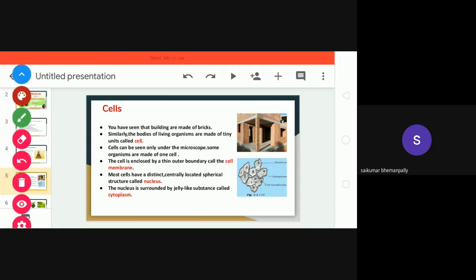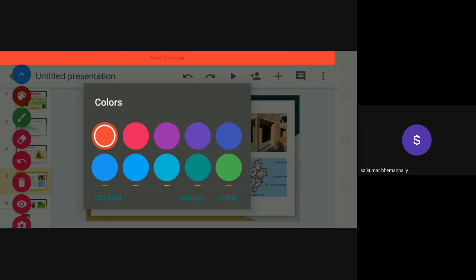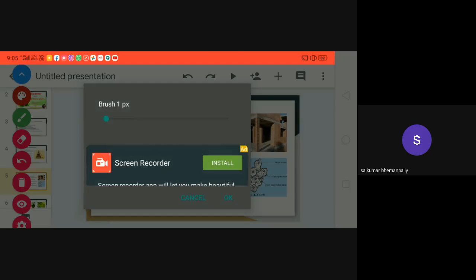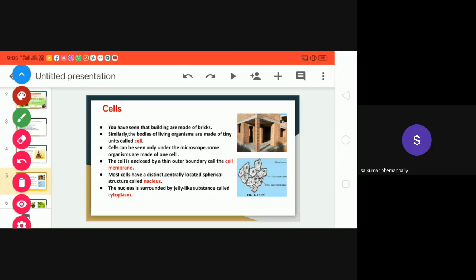Children, try to observe the picture carefully. So what is the picture here? There is a building, right? So the building is made by bricks. Right, very good. The building is made by bricks, cement, and different materials, right?